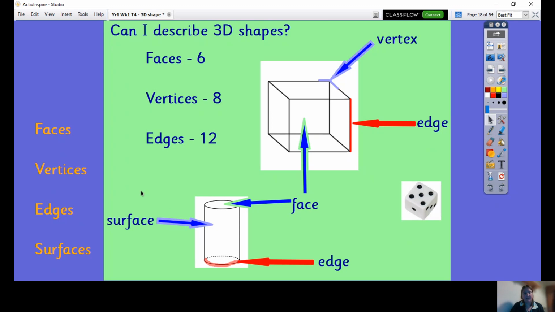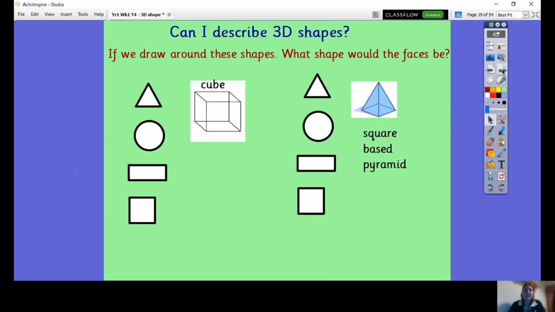It's got round bits there, but it does have edges. It's got 2 edges because it's got one that goes all the way around the top and then all the way around the bottom. Okay, so as I say, we don't need to worry too much about those. That's just something we will come back to in year 2. But it might be something you just want to have a little start beginning to think about. But what we're going to be doing is thinking about the shape of the faces.